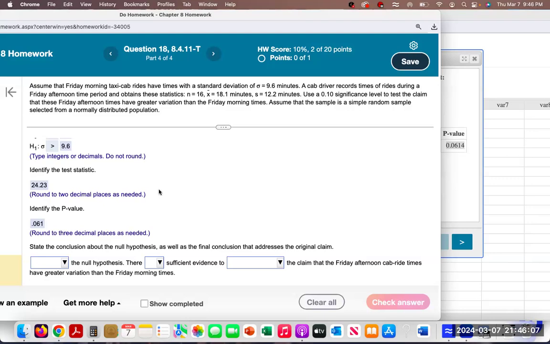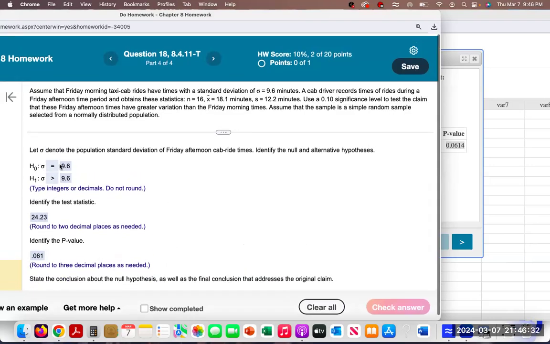And we have to write a conclusion. So again, if p-value is less than or equal to significance level, we're going to reject the null. If p-value is greater than significance level, we're not going to reject the null. In this case, our p-value is 0.061 and the significance level is 0.10. So our p-value is less than significance level, so we're going to reject the null hypothesis.